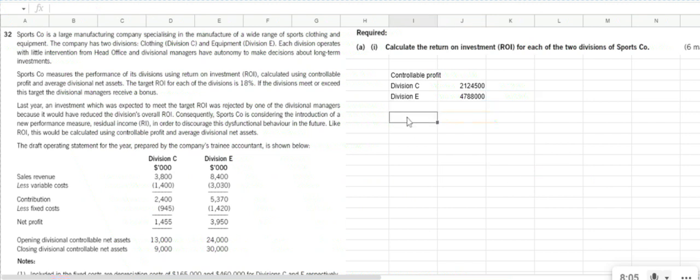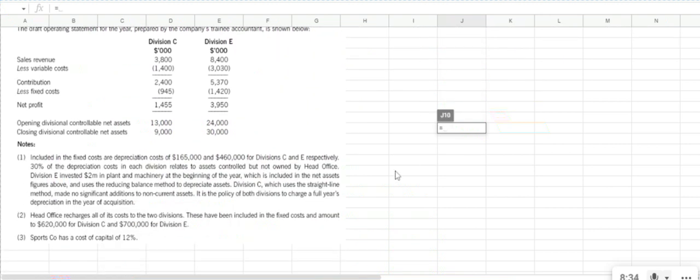Next up, average net assets. So we'll do the same thing. One for division C. The other one for division E. So average net assets. Let's do this.